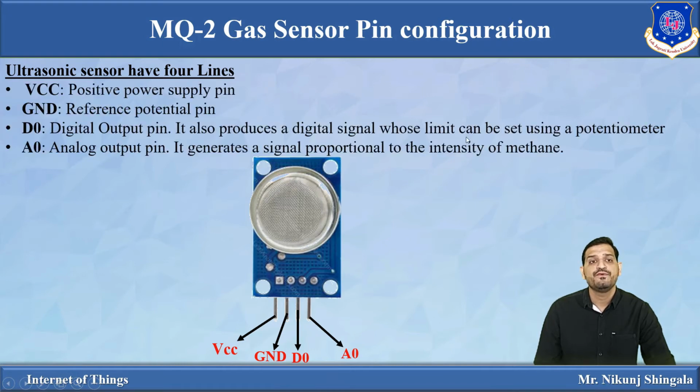So these are the four pins: VCC and ground, which are for power and ground respectively. The digital pin produces the digital signal, and the analog pin generates a signal proportional to the intensity of methane or any toxic gases.